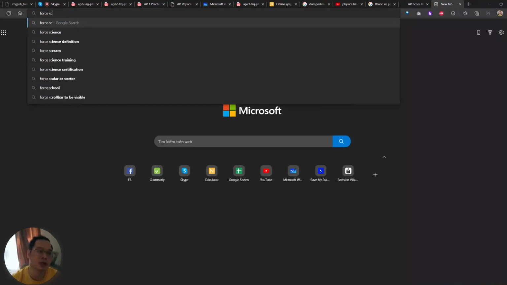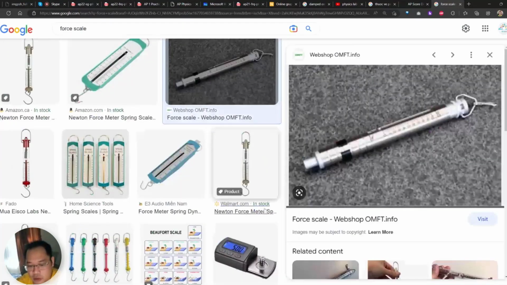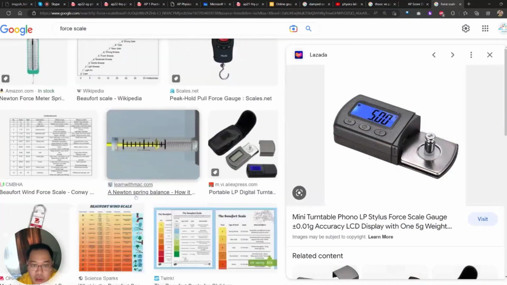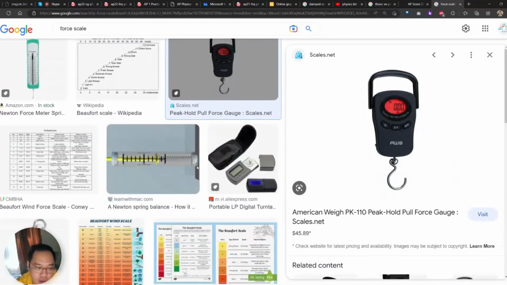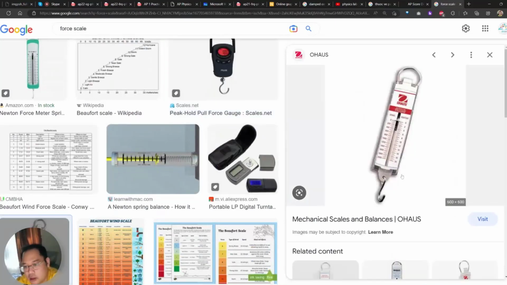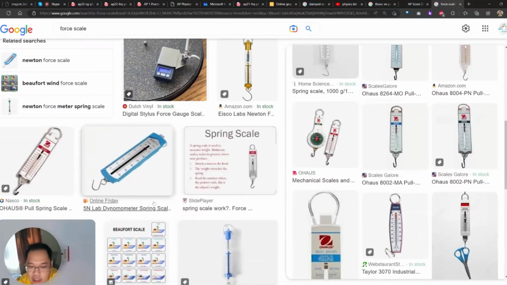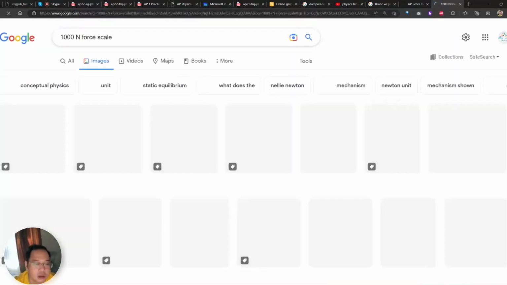There are different types of force scale. Some are very simple, like this thing, and some are like a digital sensor. You pull. Okay, this is the thing to measure weight, not the force scale I'm talking about. Like this thing, it has the sensor inside and a digital display to show how much force you pull. So you need a force scale, a simple tool like this. Of course, there are some bigger ones with a greater range of measurement, up to 1000 Newton, for example. Let me see if I can find that 1000 Newton force scale.